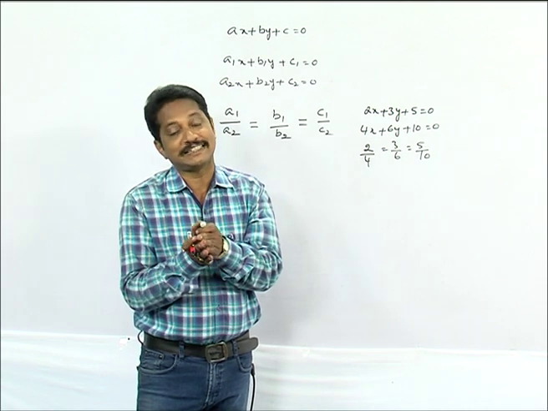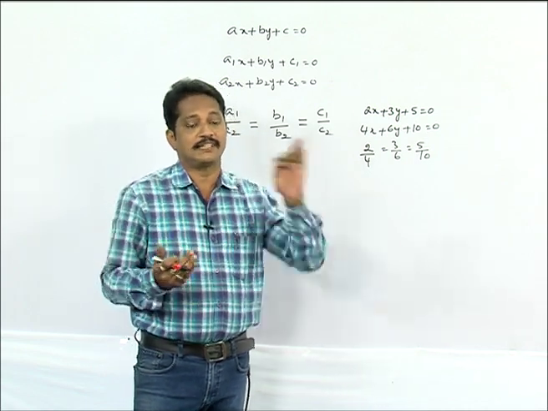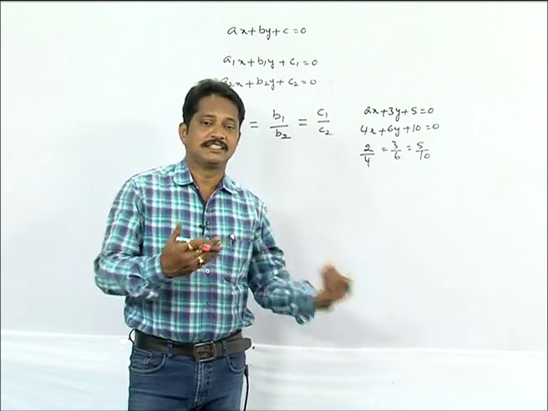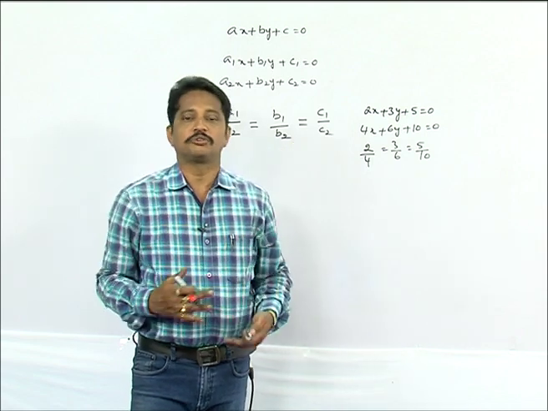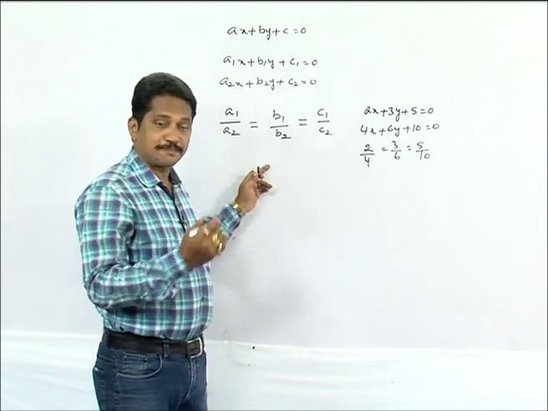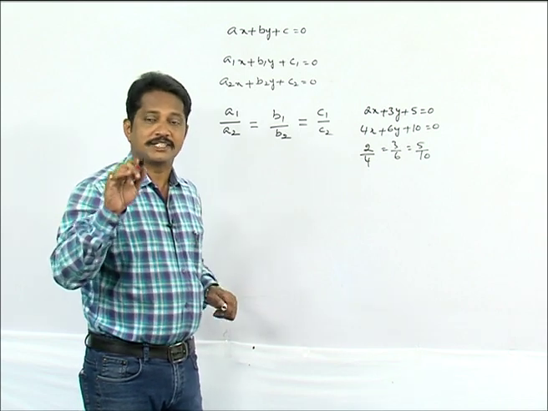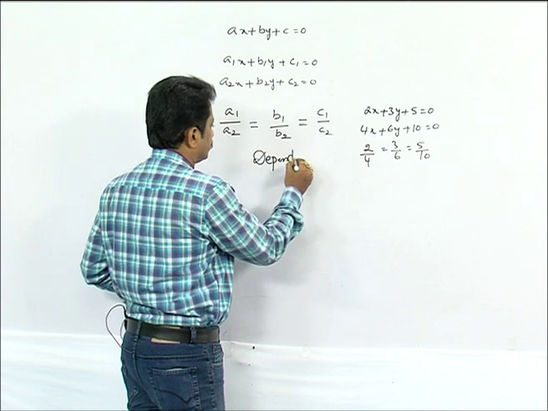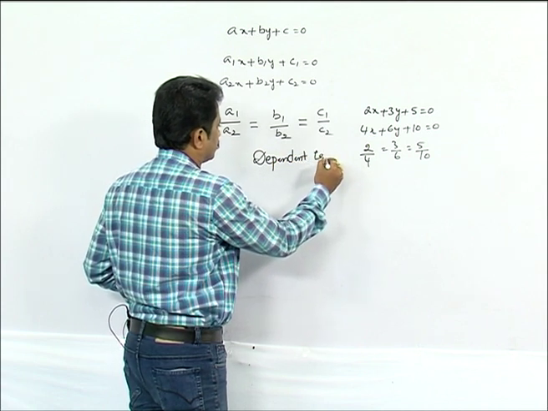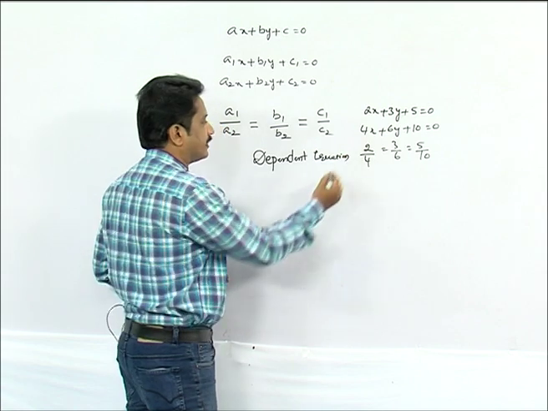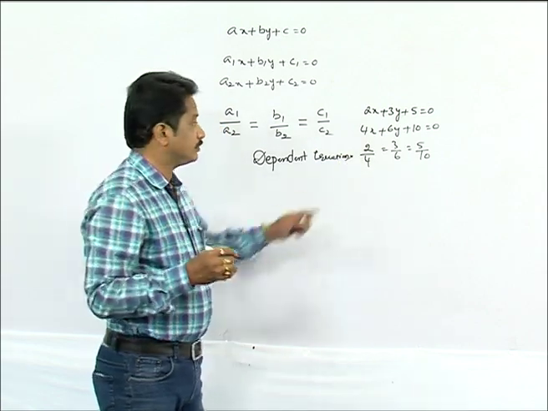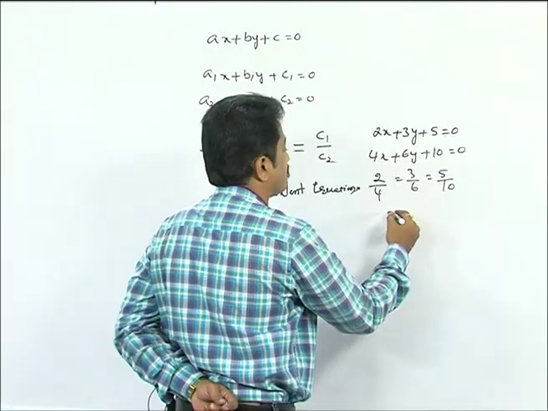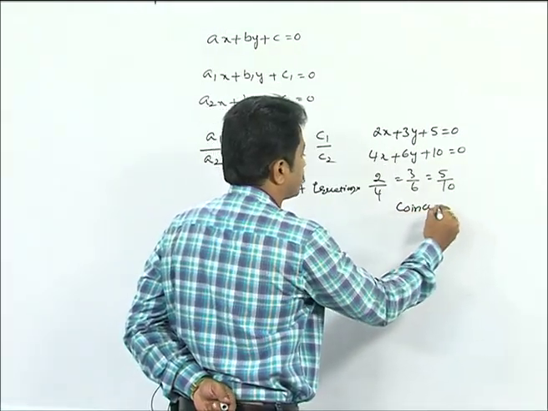So, the number of solutions and the number of points of intersection are both the same here. That is the reason algebra is connected with coordinate geometry. With respect to algebra, these two equations are said to be dependent equations. Okay. And with respect to coordinate geometry, these two equations are said to be coincident lines.